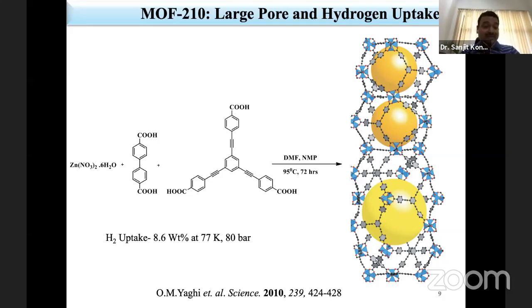What this MOF does, it can take 8.6 weight percentage of hydrogen at 77 Kelvin and 80 bar. Okay, so if I correlate the practical application, you need roughly 8 weight percentage of hydrogen storage for any MOF at 20 bar pressure at room temperature. That is the practical application you can use for any material for hydrogen storage and apply in generating energy. So this is not the perfect result. Weight percentage is fine, but here temperature is 77 K. This temperature has to be room temperature, and this pressure has to be 20 bar.